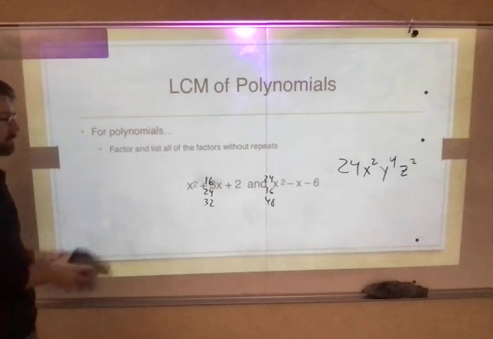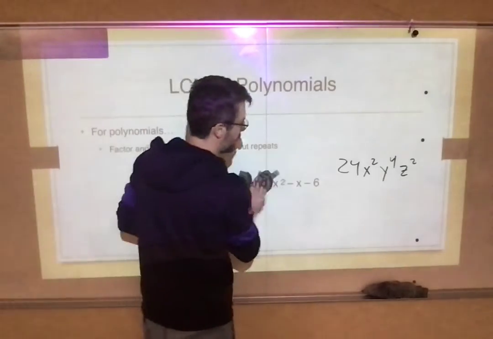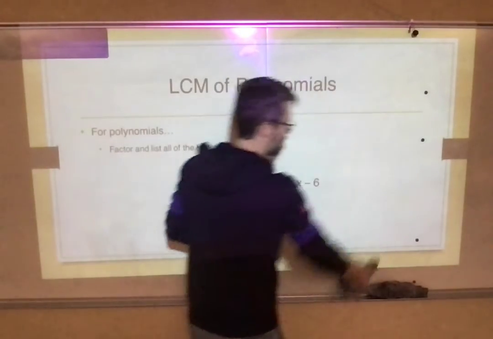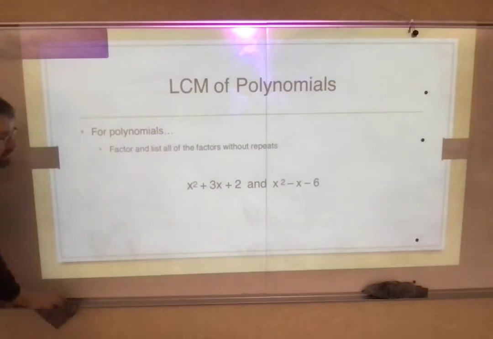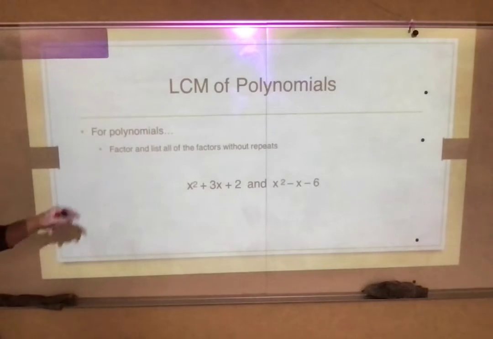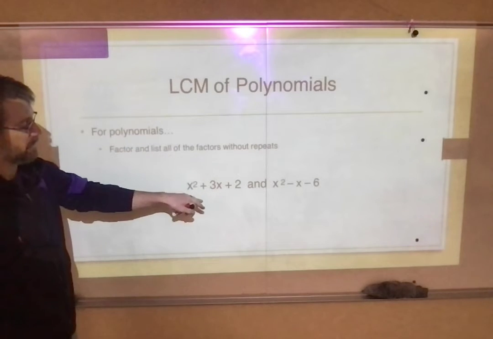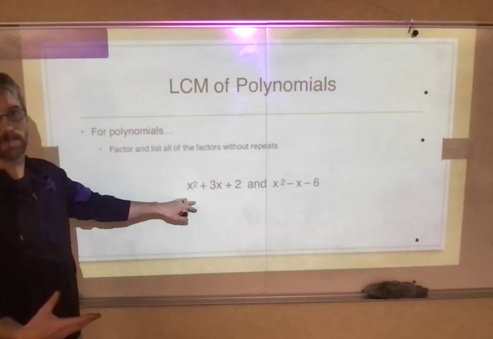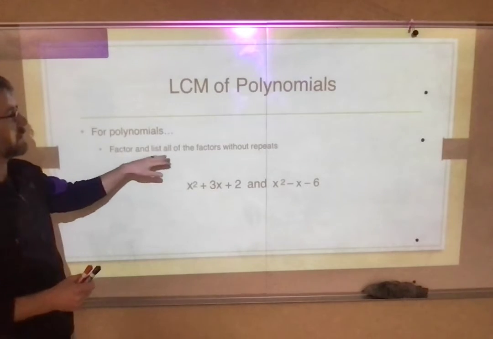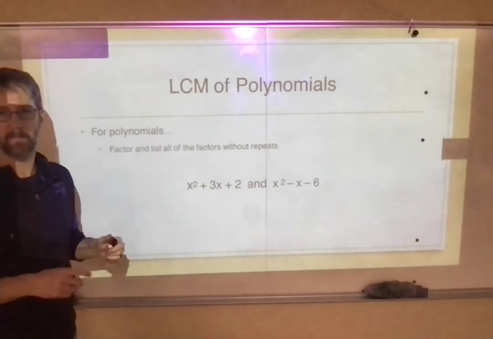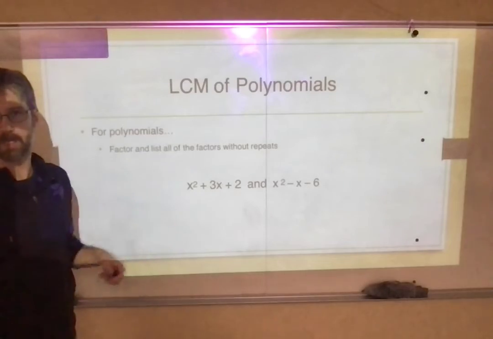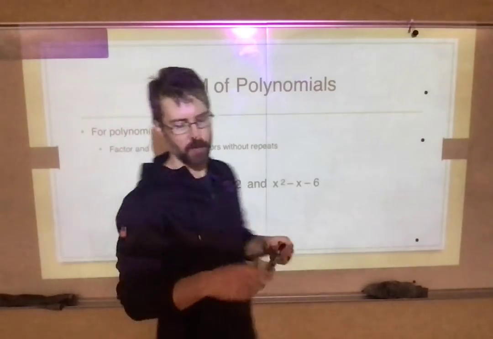Now, that was for numbers and x's and y's where it's a product. If it's a polynomial, something like this, what we're going to do is factor out the two polynomials, and then we are going to list all of the factors without repetition, without a repeat. Here's what I mean by that.